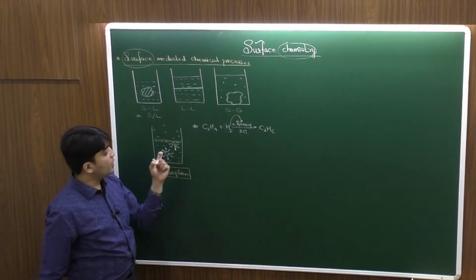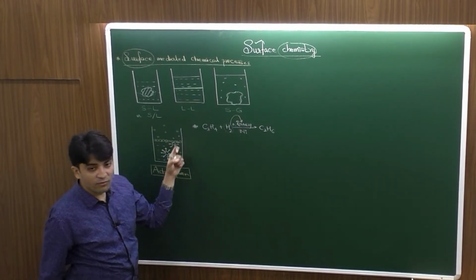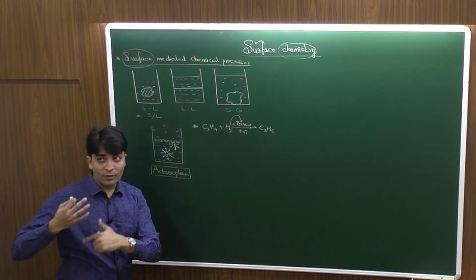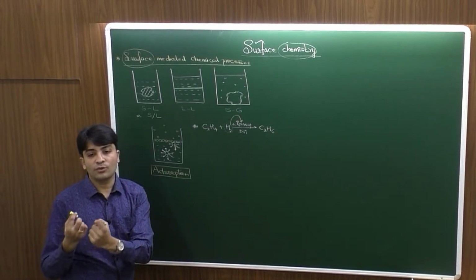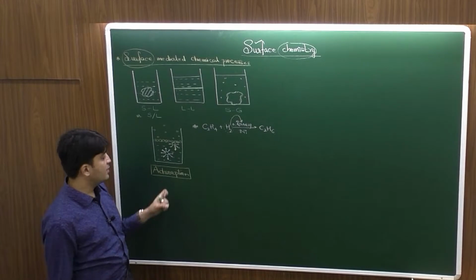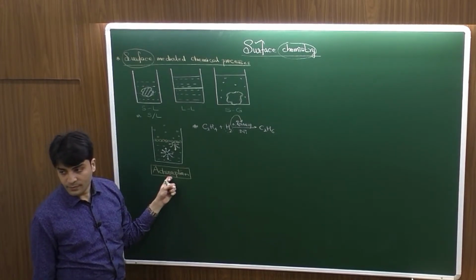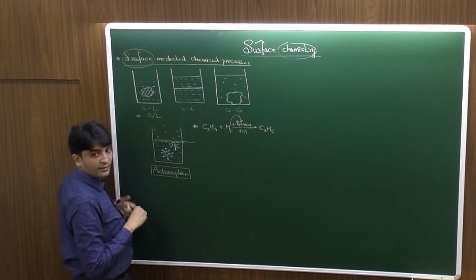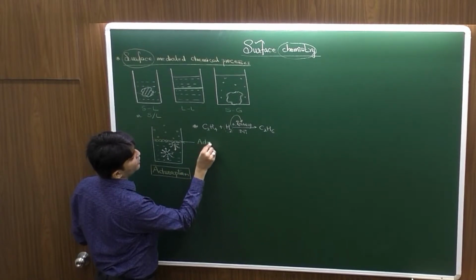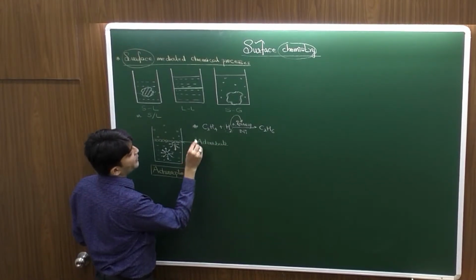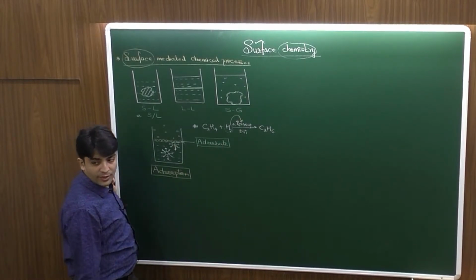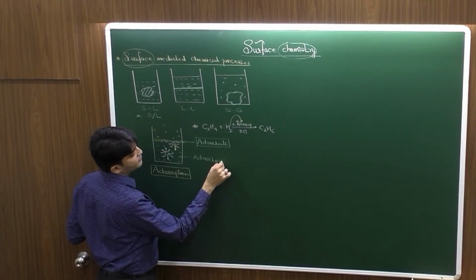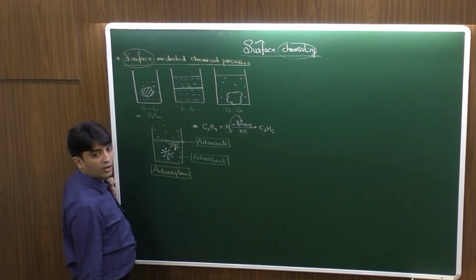Why does that happen? Because the nickel surface molecules will have some free valencies or unbalanced forces of attraction, which it will try to balance by accumulating the molecules onto the surface, and that accumulation is in turn called adsorption. Clear? Now understand a few definitions. The molecules which are getting adsorbed on the surface are called adsorbate molecules. And the surface onto which they adsorb is called adsorbent.